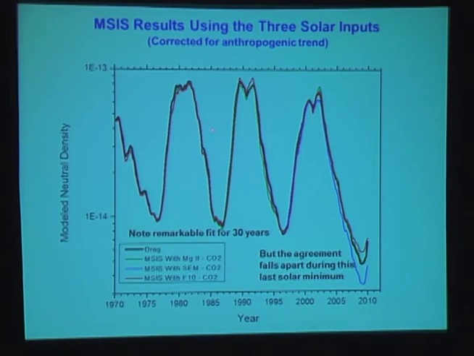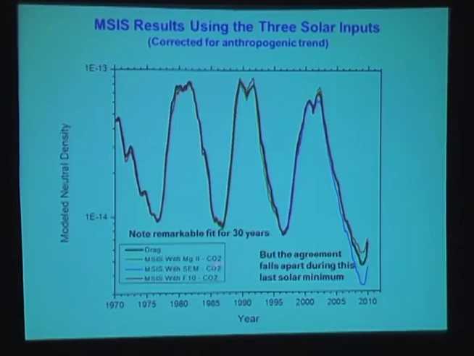The other thing you notice is a remarkable agreement. For 30 years, MSIS reproduces the satellite drag 400 kilometer density extremely well. You can't even see the lines on top of each other. But then here at the end of this time series, things start to diverge and the agreement falls apart.